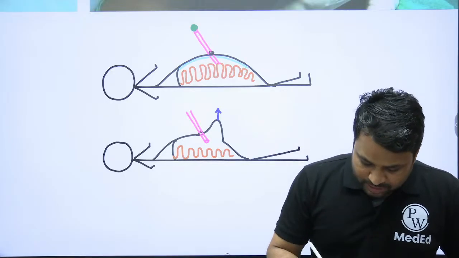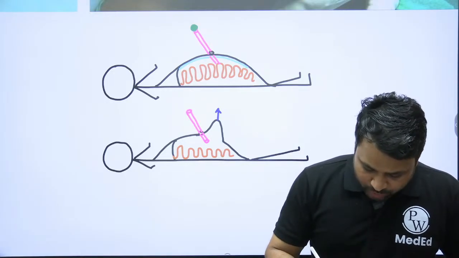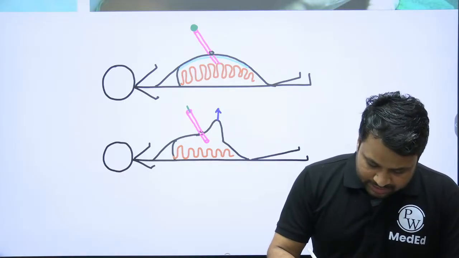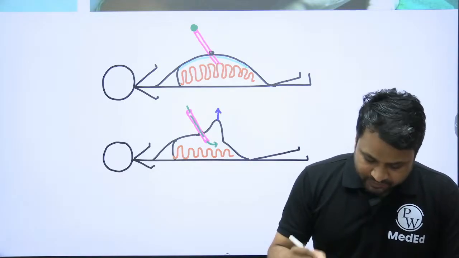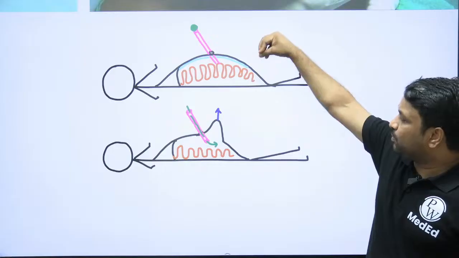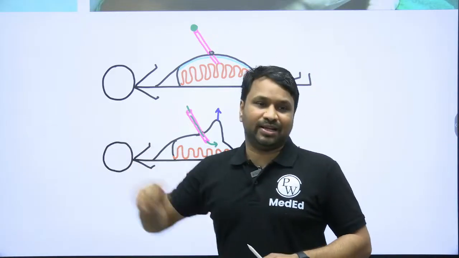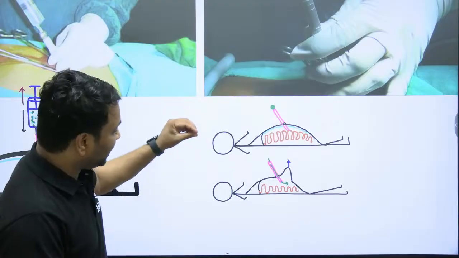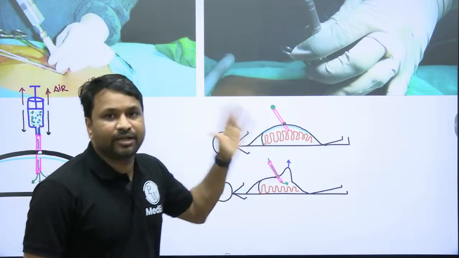Now because there is some space which is available, this saline drop that was visible here earlier, the minute I lift the abdominal wall, you will see the saline drop will pass freely and it will disappear. As you lift, the saline drop will slide, and this is what we call the saline drop test. This is possible only when your needle is intraperitoneal.